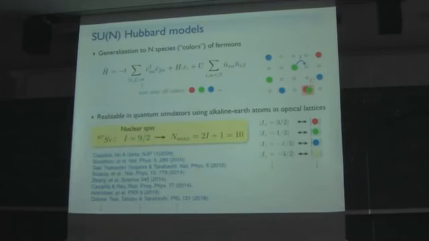There has been increasing interest in these types of models thanks to proposals to realize them with alkaline earth atoms in optical lattices. The idea is that you can take, for example, strontium-87 and exploit different nuclear spin states, and then you can reach up to N different colors of fermions. You can identify different nuclear spin states with these colors, and by restricting yourself to a certain subset, you can simulate different SU(N) Hubbard models.